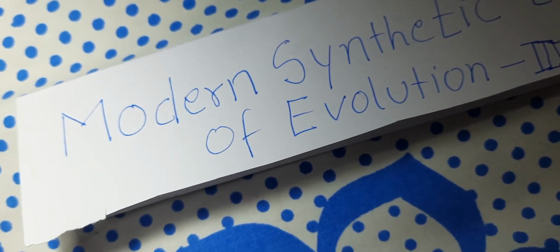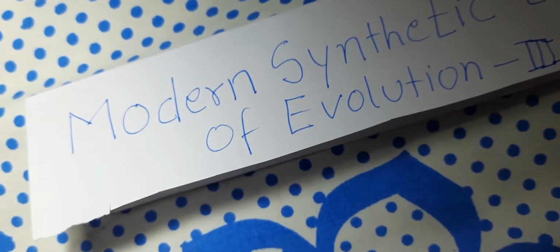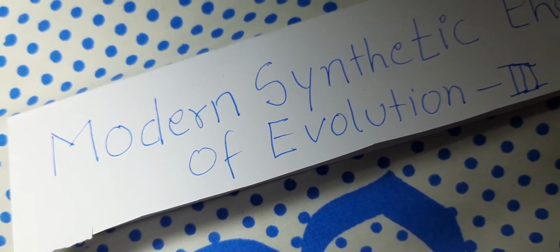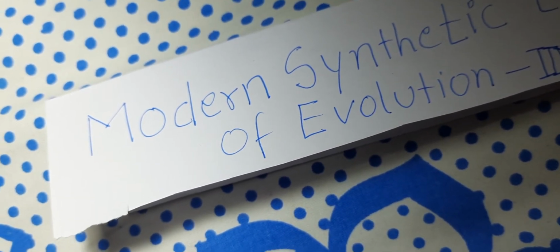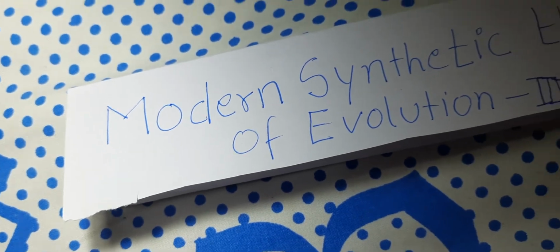So we'll just discuss this example of heterozygote. I'll be discussing it with balanced polymorphism.